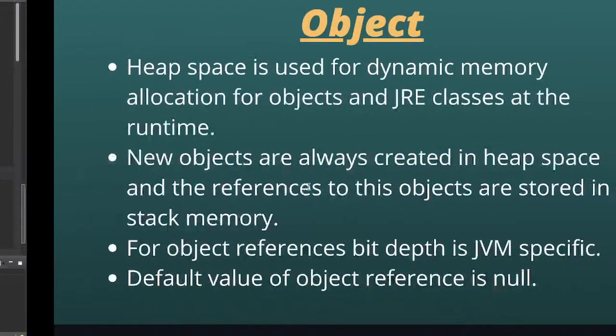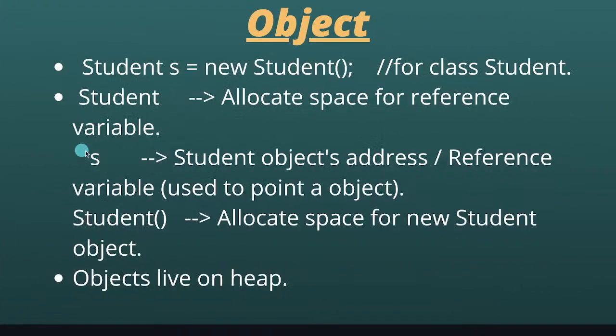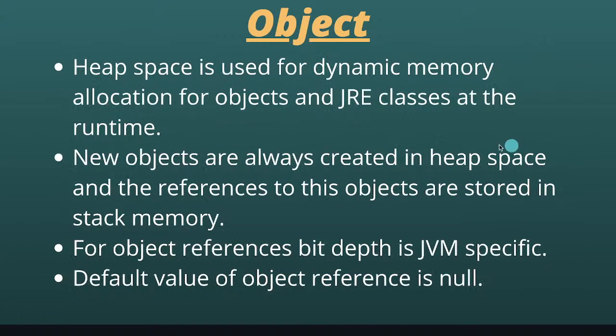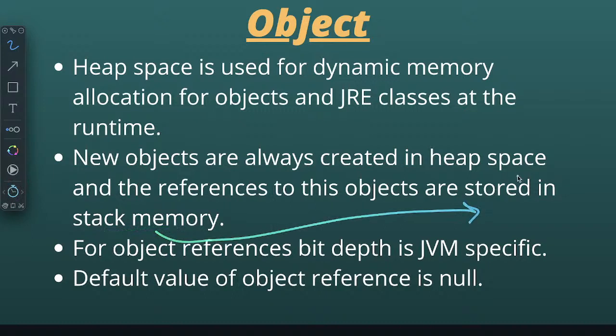Yes, so the first point is clear. The second point says that objects are always created in the heap space. We already discussed it. And the references, that is a reference variable like s, get stored in the stack memory, and this stack memory then refers to or points to our heap space. So this is how we get the data of our object, or we can store the data of our objects.